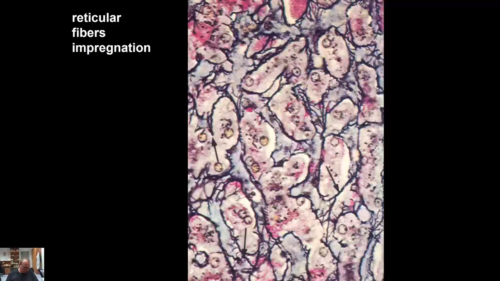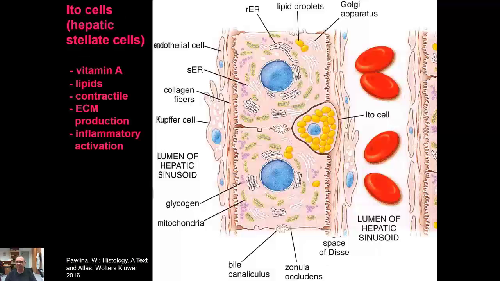And I promise that I will show a proof that there are reticular fibers in the space of Disse. When we use impregnation of a liver, we can find reticular fibers situated especially around cords and sinusoids, or between cords and sinusoids. That means in the space of Disse. Now, two cells which can be found in the space of Disse.